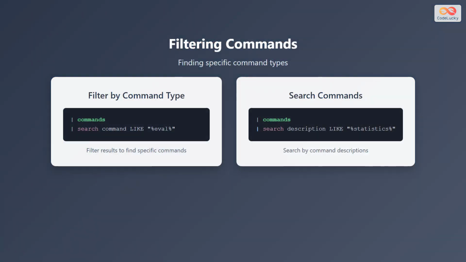One of the most powerful features of the Commands command is the ability to filter and search through the results to find specific commands. You can combine the Commands command with other SPL commands like search to filter results based on specific criteria. For example, you can use pipe commands pipe search command like %eval% to find all commands that contain the word eval in their name. Similarly, you can search by command descriptions using pipe commands pipe search description like %statistics% to find all commands related to statistics. This filtering capability makes it easy to find exactly the commands you need for specific tasks.